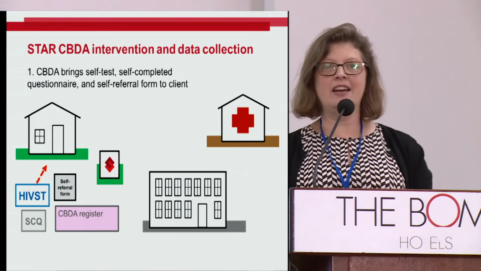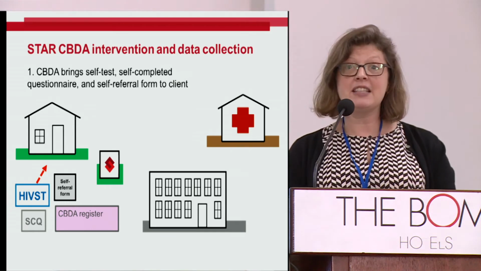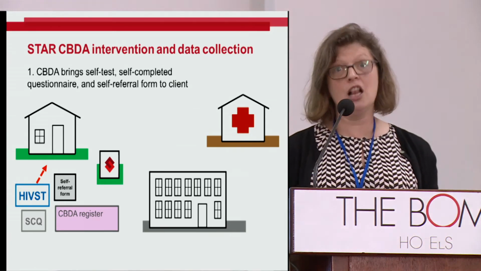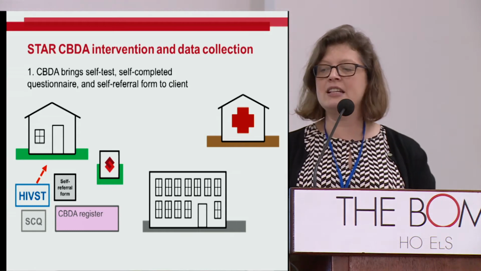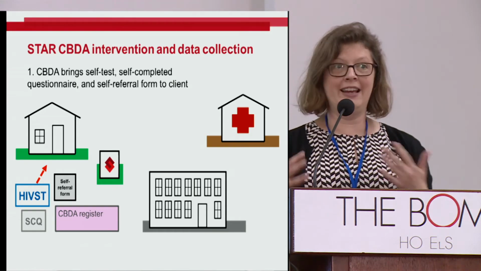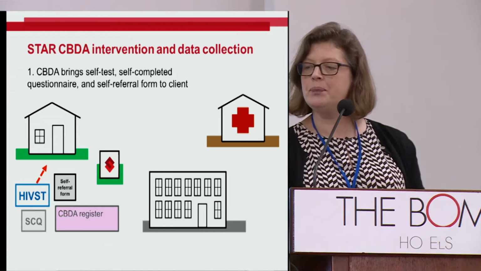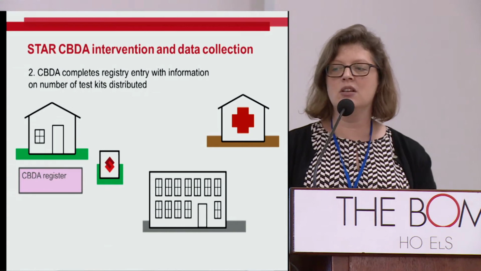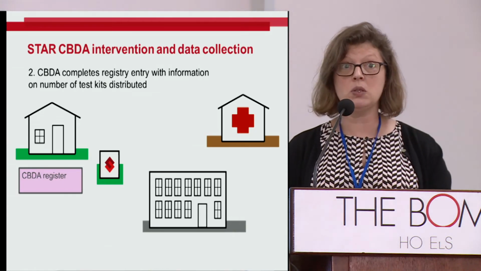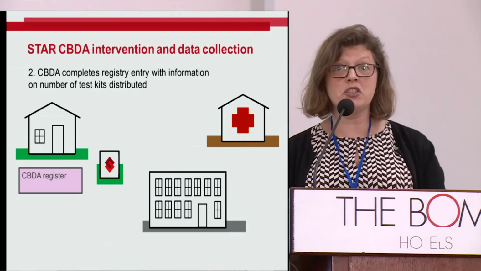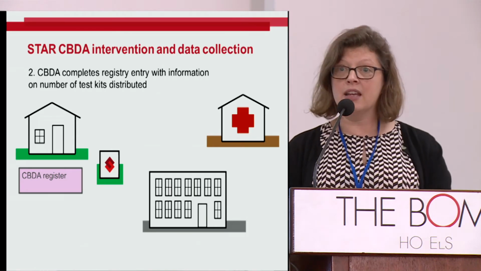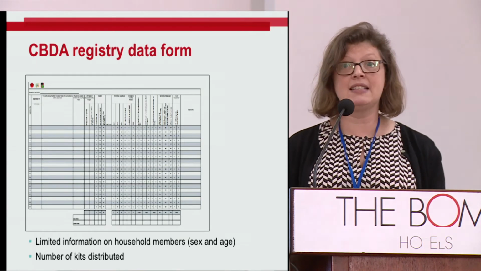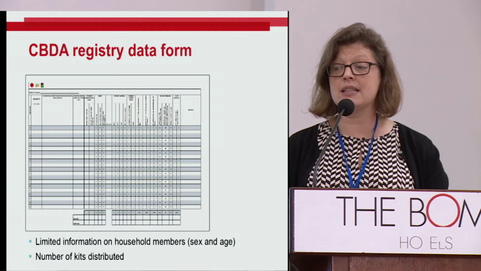So the CBDA, the community-based distributor, will bring the self-test kit, something called a self-completed questionnaire, which is completed by the client, him or herself, and a self-referral form. Again, this is for the client, him or herself. The CBDA will complete a registry entry with information on the number of test kits distributed in that household. And in Malawi, this register is actually paper-based, and it contains quite minimal information, but it will give us a sense of the number of test kits that are being distributed and who receives those test kits.